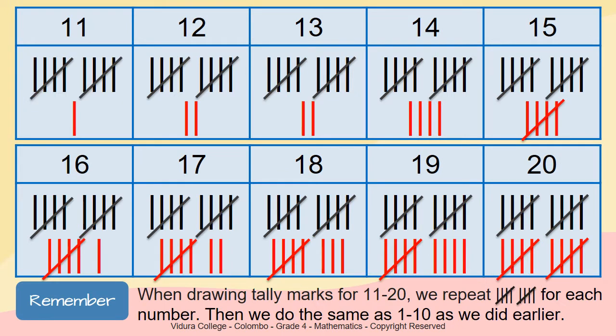Okay, now on the screen you can see tally marks from 11 to 20. When drawing tally marks for 11 to 20, we repeat 10 for each number. You can see 10 I have drawn for 11 to 20 in black color. Then we do the same as 1 to 10 as we did earlier. Can you understand, children?